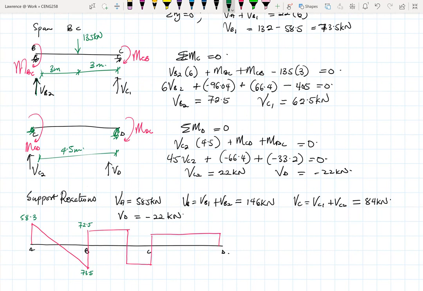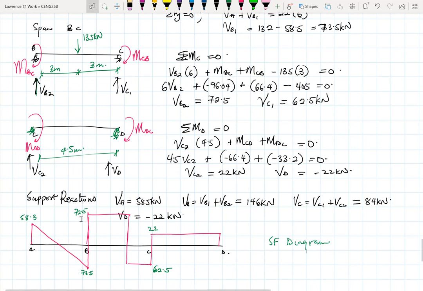And then here's 60. So here's 62.5. Then this is 22. Let me just move this one up a little bit, so that it goes all the way to the top, at least a little beyond the 58. So something like that. So here's 72.5. So there's the shear force diagram. Let's just go through it. It's fairly straightforward to draw.